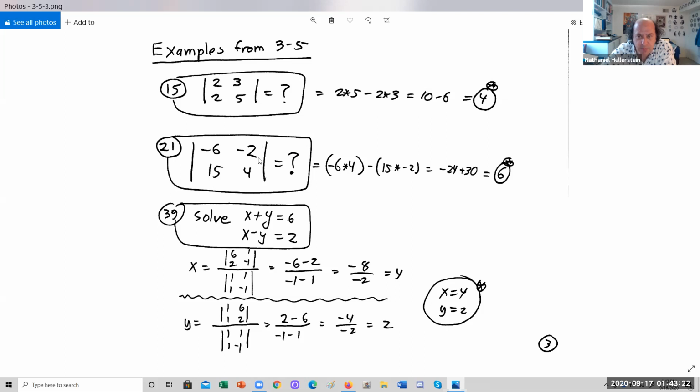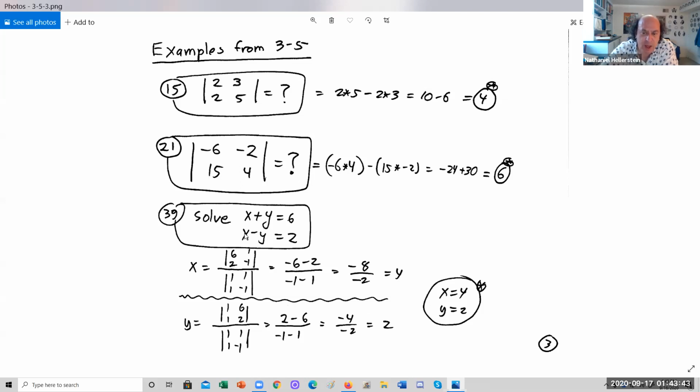We have the determinant of negative 6, negative 2, 15, 4. Negative 6 times 4 here, minus 15 times negative 2 here. That works out to negative 24, minus a negative, which is plus 30. Negative 24 plus 30, that's a 6.